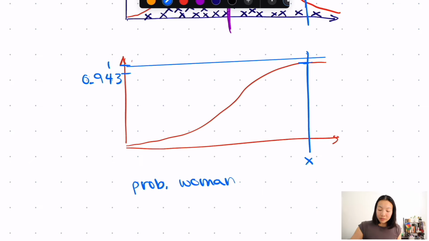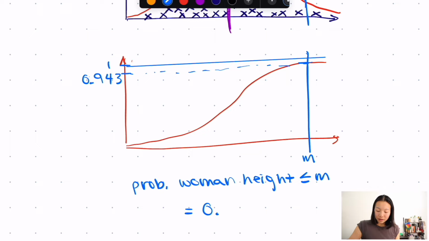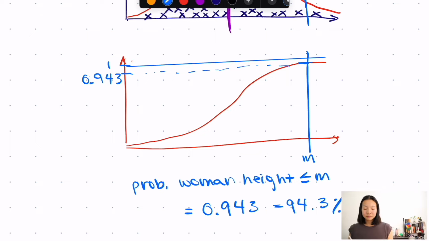the probability that a woman's height is less than or equal to x, this x here, sorry, let me use a different variable name because we've already used x a few times. So I'm just going to say m. So some height m, that just represents a number. The probability that a woman's height is less than or equal to m, well, that is actually this cumulative number here. So that equals 0.943, which is also 94.3%.